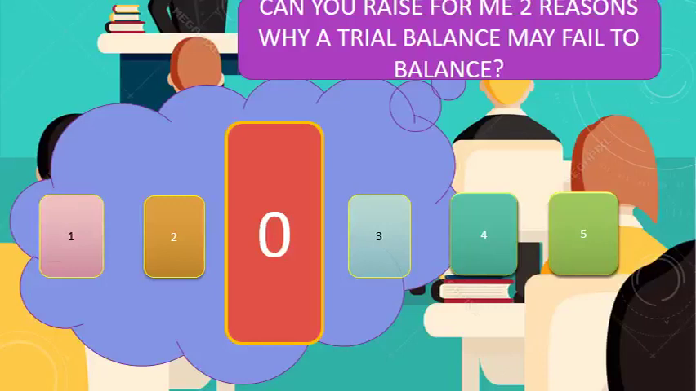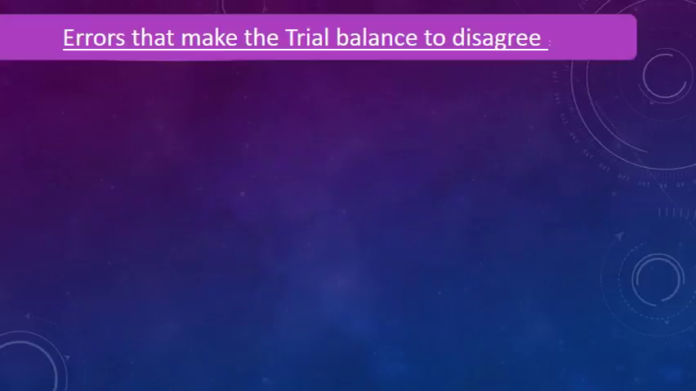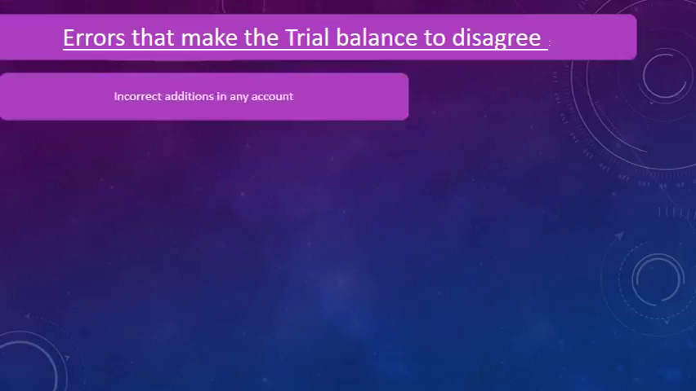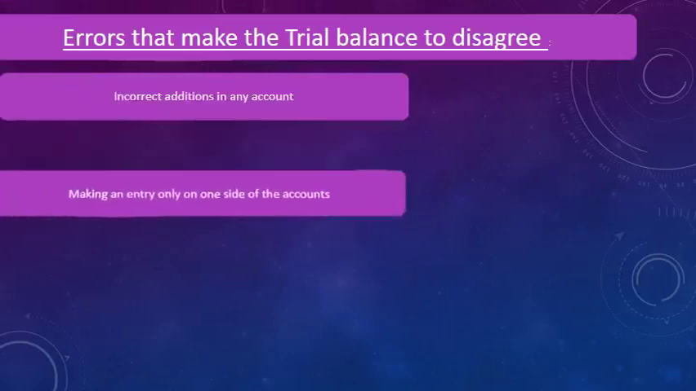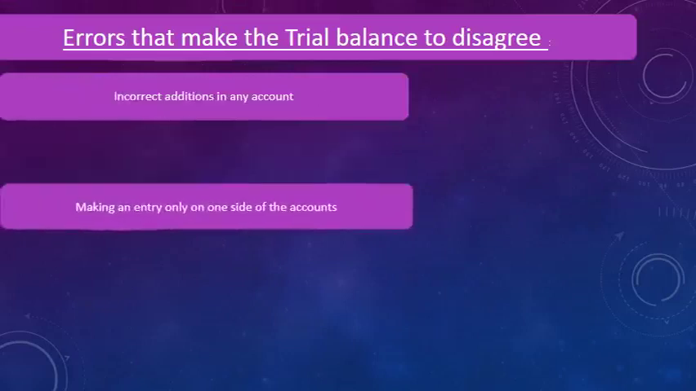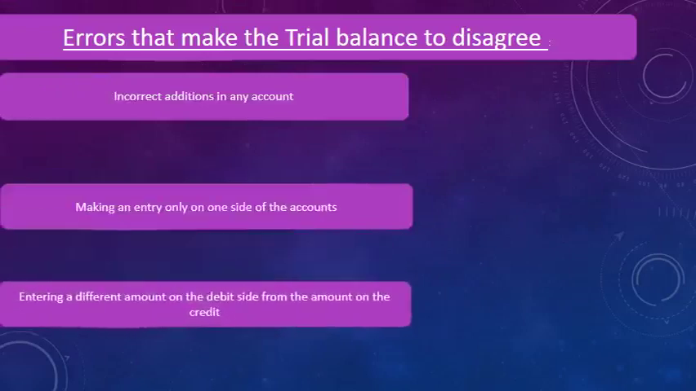Let's go. So let's talk about the 3 errors. We have incorrect additions in any account, and we have making an entry only on one side of the accounts. And then we have entering a different amount on the debit side from the amount on the credit side. Let's take them slowly. Incorrect additions in any account. That's our error number 1. Making an entry only on one side of the accounts. Our error number 2. Entering a different amount on the debit side from the amount on the credit side. That's our error number 3.